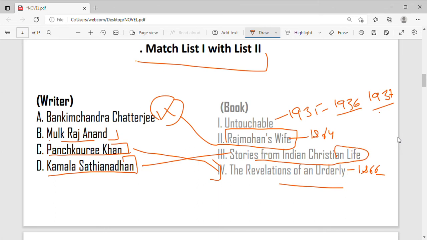But the most important authors we have here, which we can predict will be asked again in our upcoming exam, are Bankim Chandra Chatterjee. So make sure you read his works and about him, and Mulk Raj Anand. Very, very important.